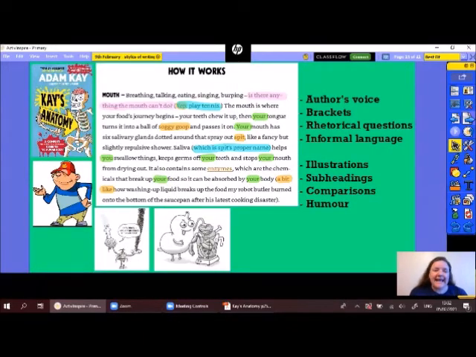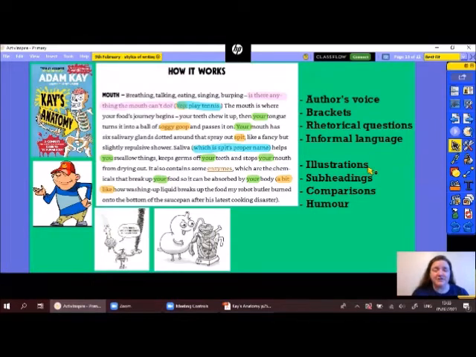So here we go. Kay's Anatomy, very informal Ian, as we can see here. And we've got all of these things that appear in his writing. So as we've talked about, we have the author's voice, how he's talking directly to us. He uses bits in brackets to tell us a bit more and make it feel much more like we're in a conversation. He uses rhetorical questions to draw us in and make us interested. He uses informal language like soggy goop. And he also uses these features as well.